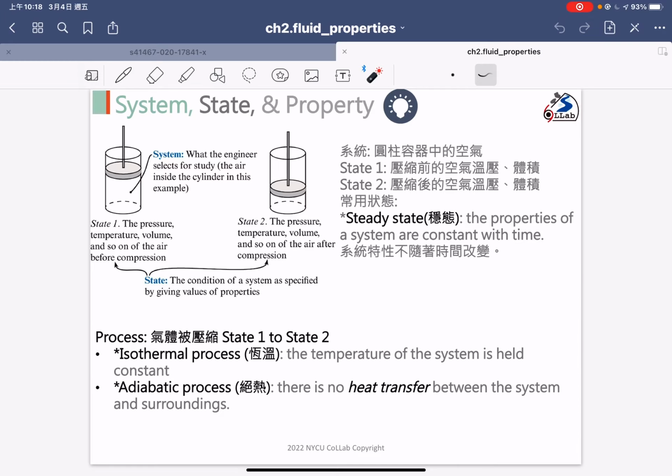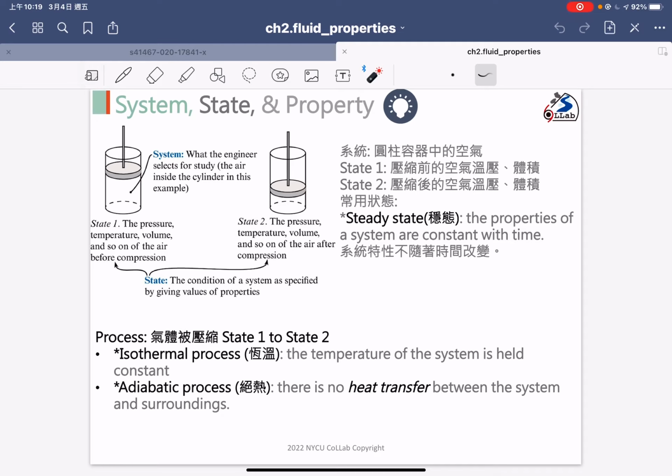Okay, that means from state 1 to state 2, the density didn't change. So we call that the steady state. The physical property, density, didn't change with time, with your process. Okay, and sometimes we may conduct laboratory experiments and we fix the temperature. That means from state 1 to state 2, the temperature didn't change. So we call that an isothermal process.